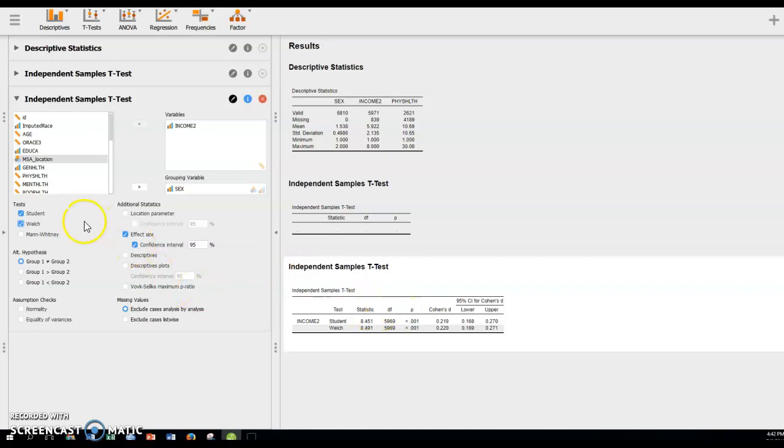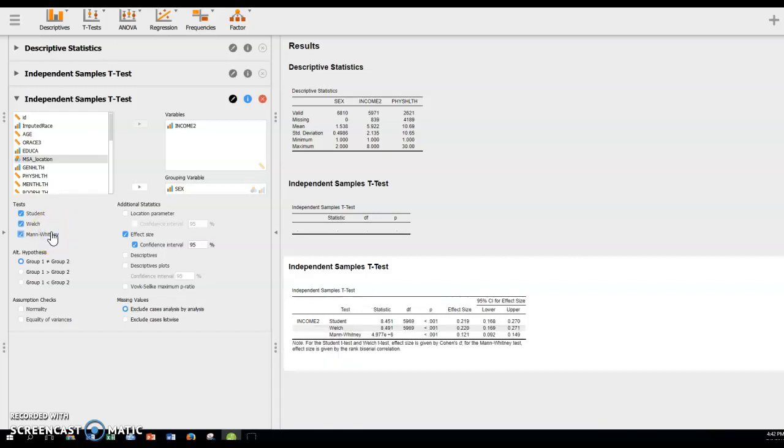So that's where we may consider turning to a non-parametric test that doesn't assume that the data is normally distributed. It also doesn't assume that it's interval or ratio, and that would be the Mann-Whitney here. So if we look at those results, we see that Mann-Whitney also gives us a statistically significant result, and we're doing a two-tailed test here.